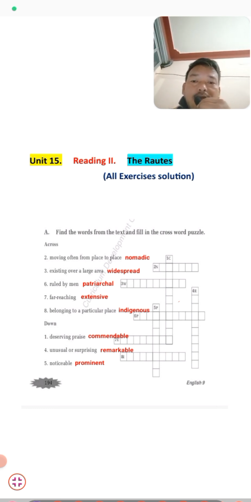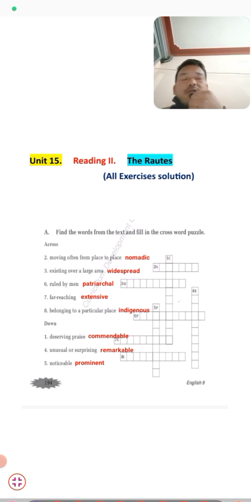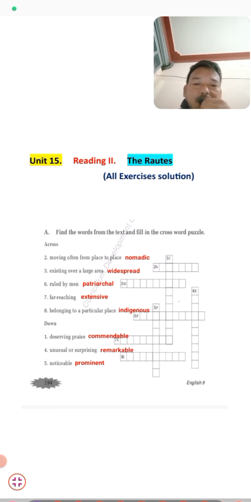And number 7, it's reaching and extensive. And now, students, the last one, that is number 8, belonging to a particular place, that is called indigenous. Okay, you can say earliest people. The Rautes were the indigenous community of Nepal, as we have studied in the text. And this is the right word, students. Cross side number 8 you will fill here.